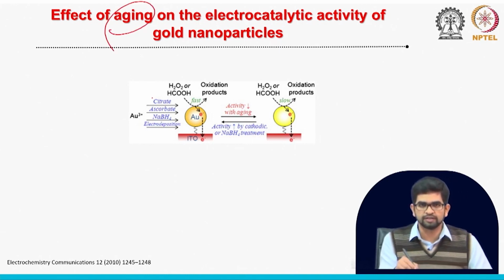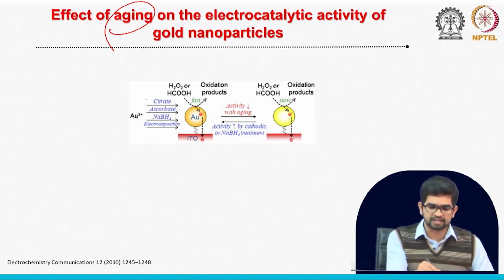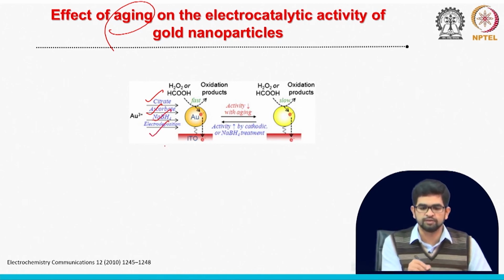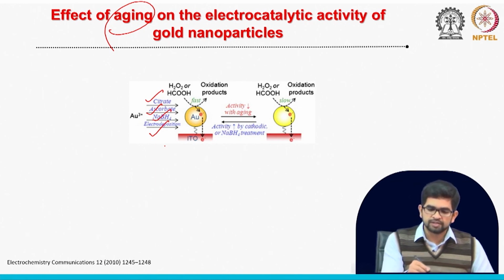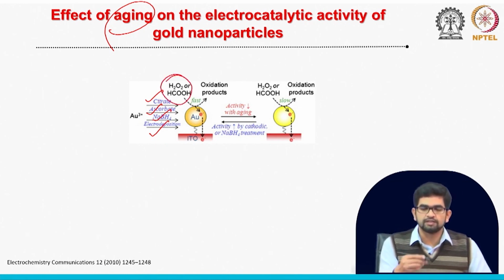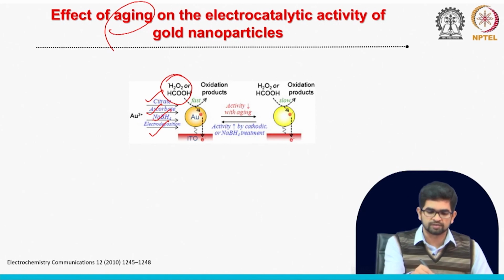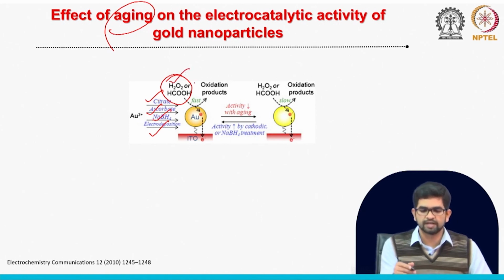Let's come to all the aging factors again, as I told in the last class: citrate, ascorbate, sodium borohydride, electrodeposition, all the methods we can use for gold nanoparticle synthesis. Now if we try formic acid, glucose oxidation or hydrogen peroxide oxidation, you may get a very fast electron transfer rate, but when you keep it for aging, then the activation can decrease.